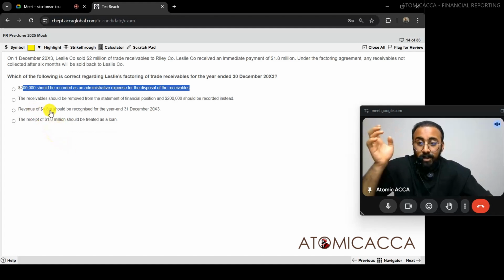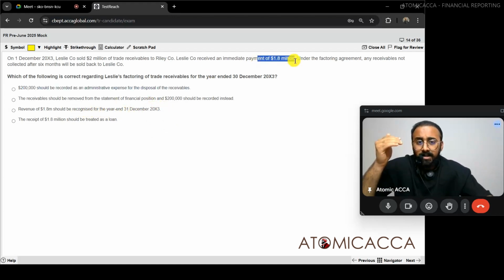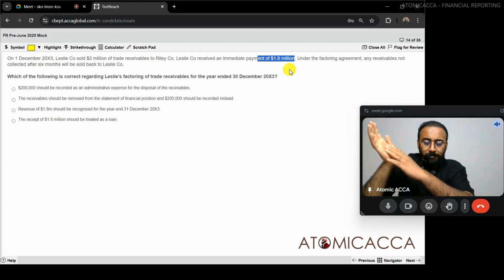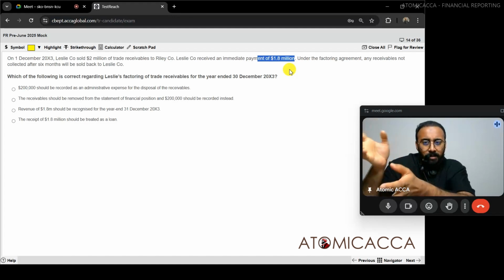C. Revenue of 1.8 million should be recognized for the year ending 31st December X3. Now, this is cash that you got from the factor, not from the customer. When you made the sale to the customer itself, you would have recorded that 2 million sales. That's how receivables come up: debit receivables 2 million, credit revenue 2 million. That means revenue recognition is already over if the work is completed. All that you have to see is how to account for this 1.8 million.